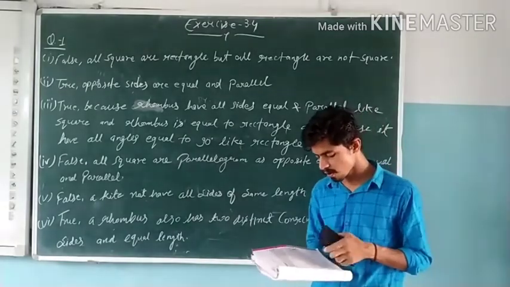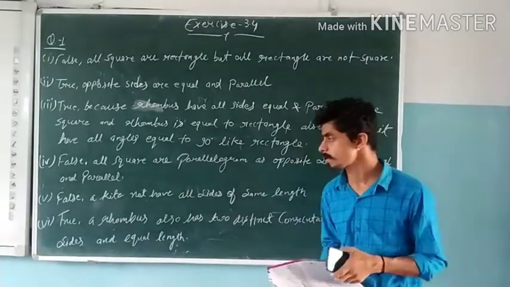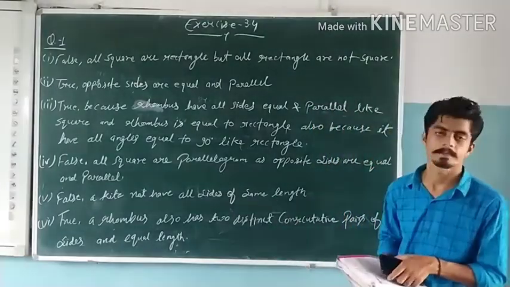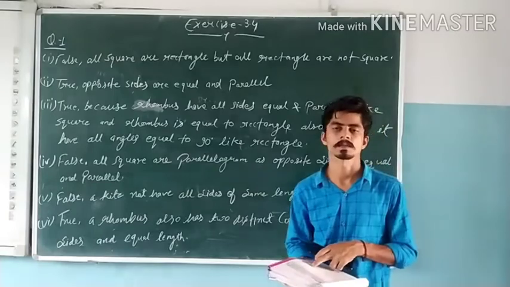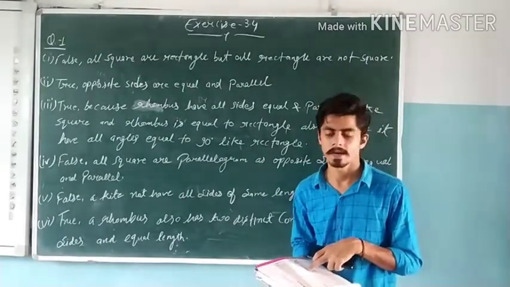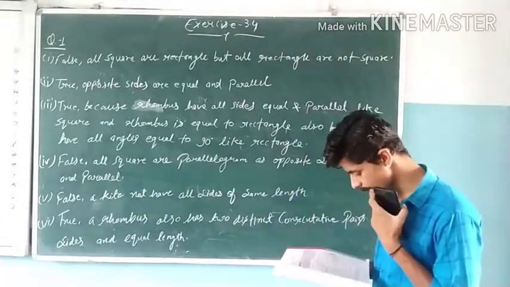So the next one is, all kites are rhombuses. It's false, because a kite does not have all the sides of the same length as a rhombus. A rhombus has all the sides equal, but a kite does not have. That's why it is false.